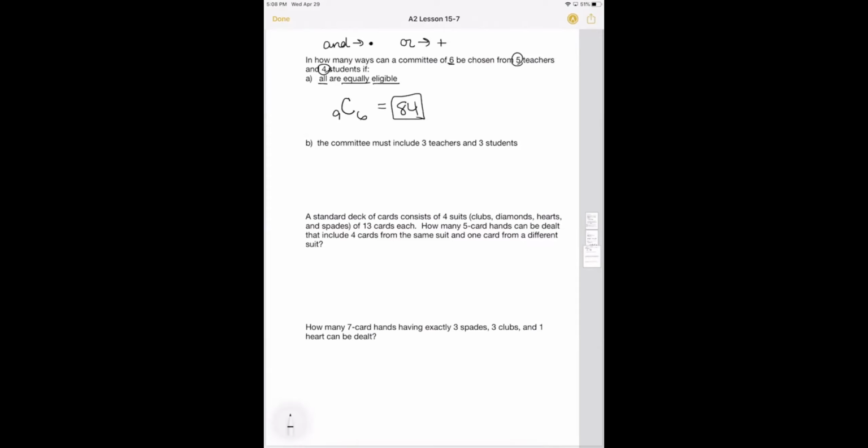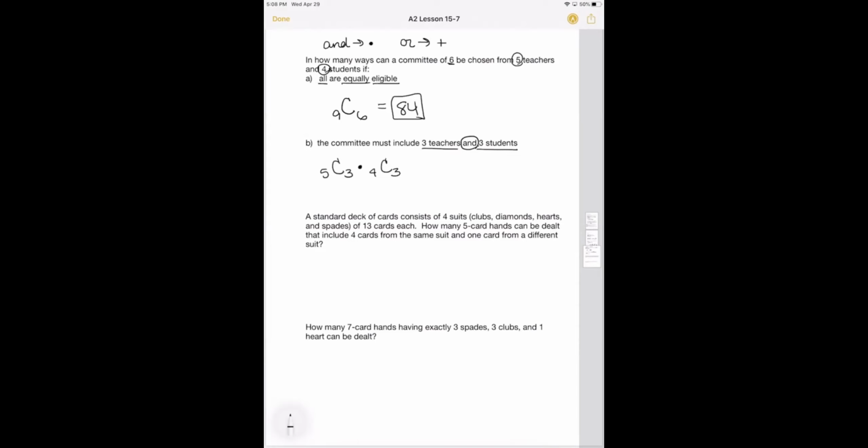Now, let's make it a little bit more difficult. What if we have a committee that has to have exactly 3 teachers and 3 students? Well, there's your word and. And what did I say and meant? Look at the top, it means to multiply. So what we're going to do first is a combination: out of 5 teachers, I want to choose 3 to be on this committee, and out of 4 students, I want to choose 3.